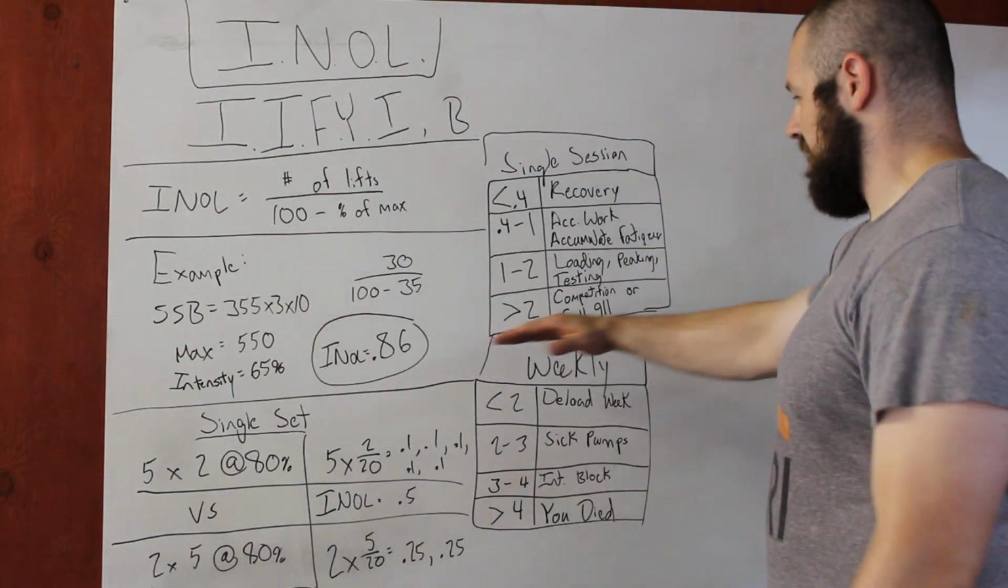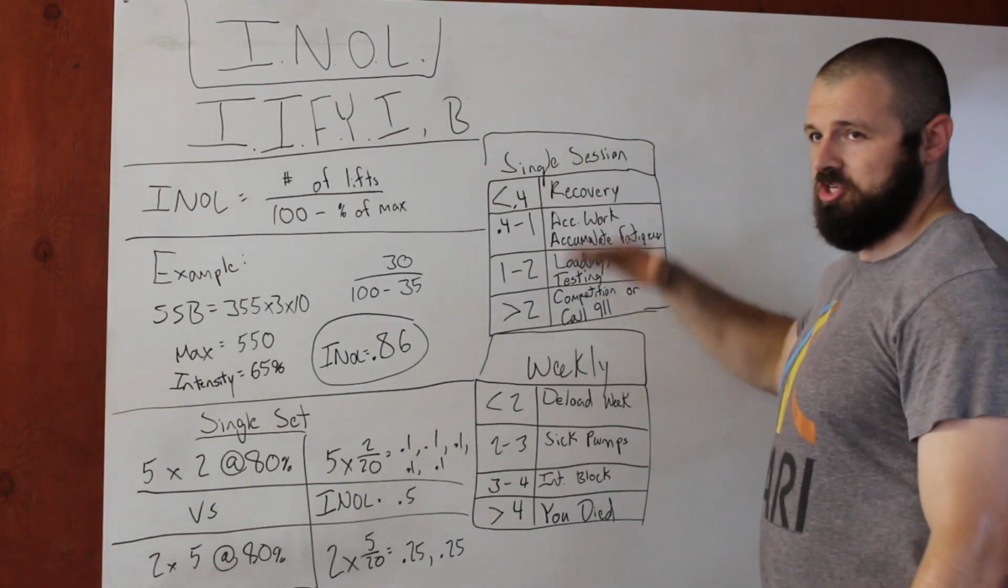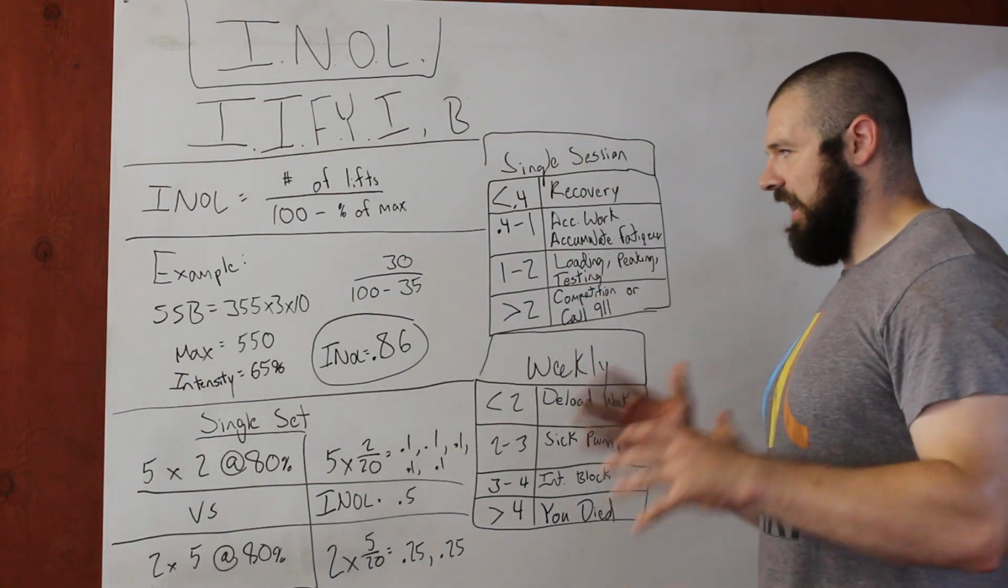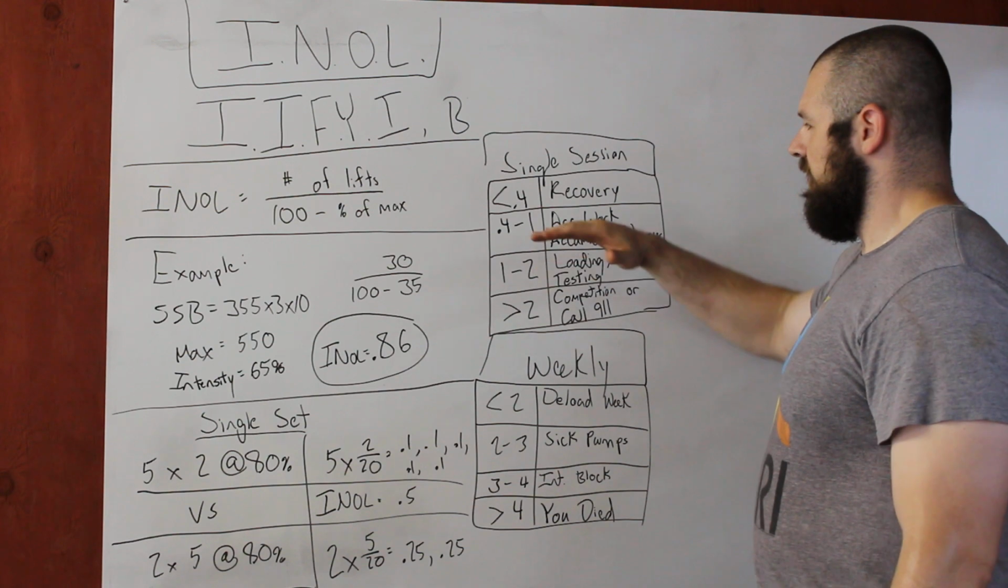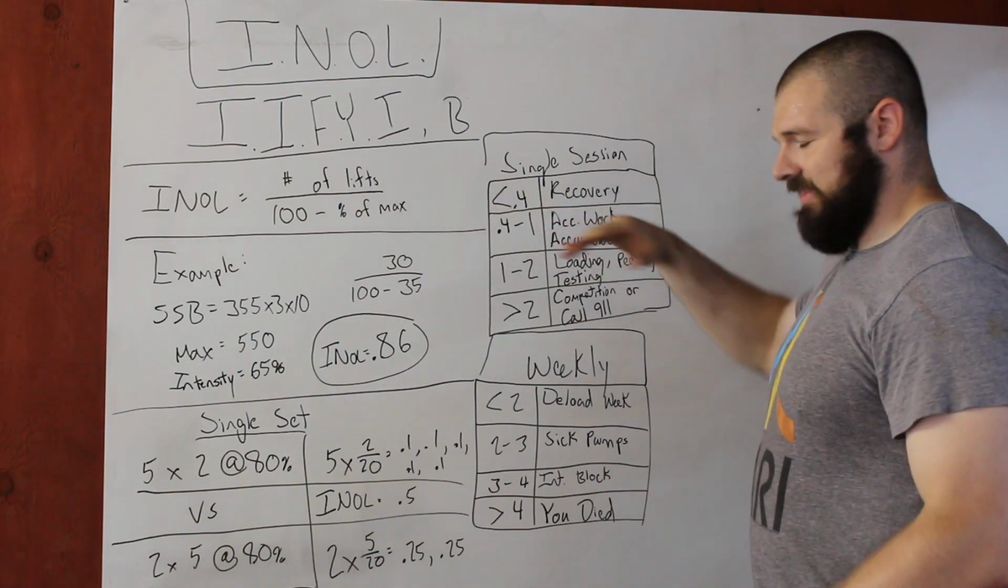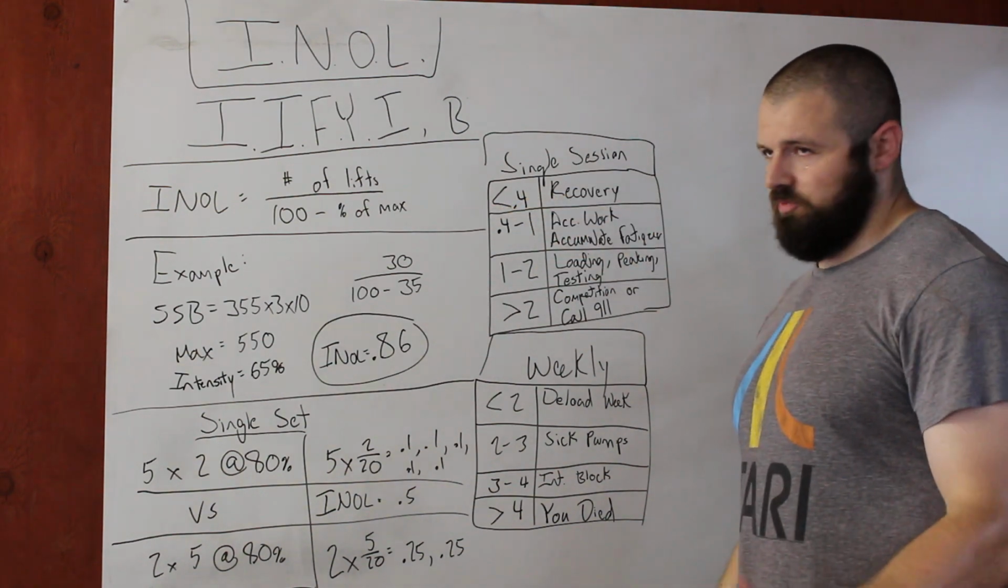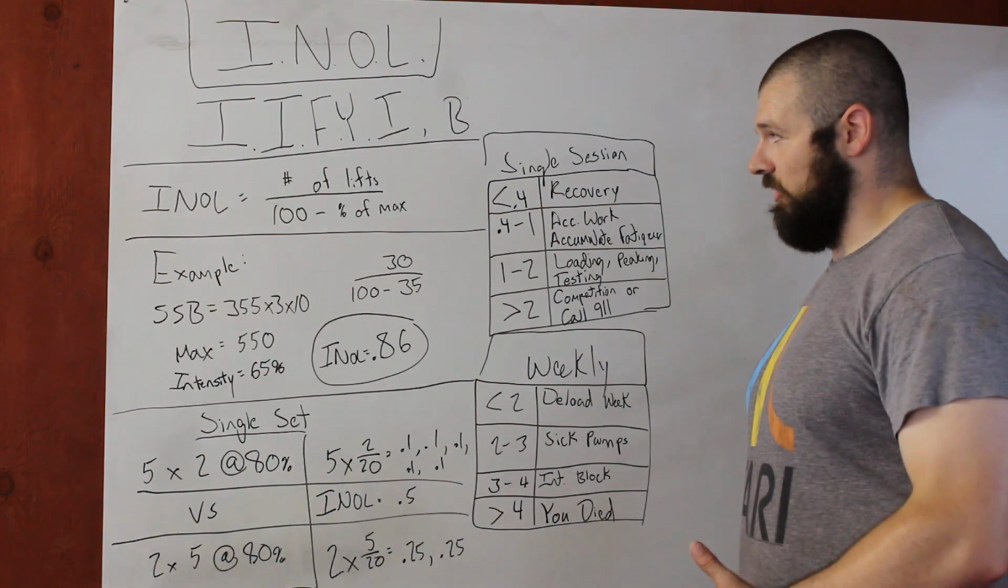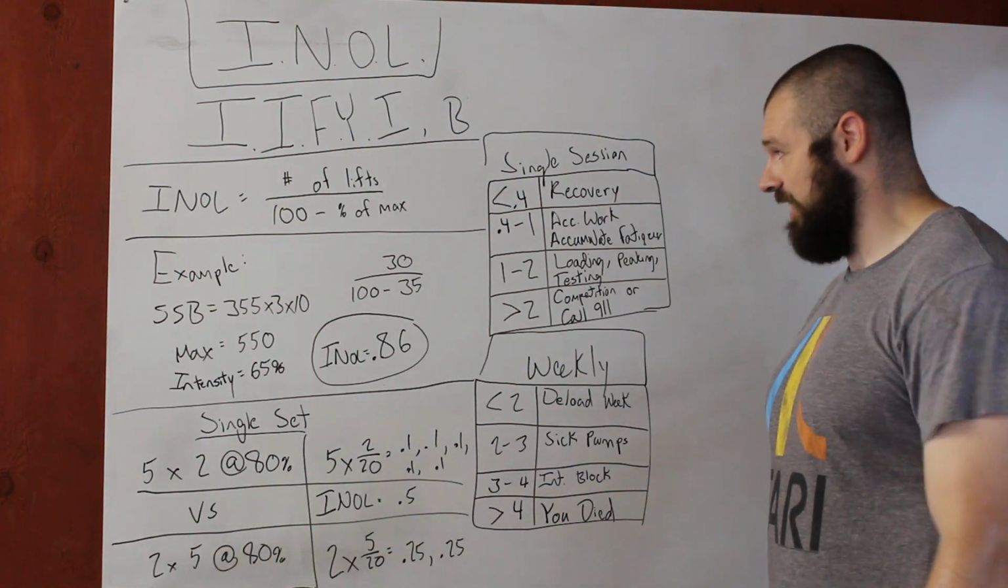Now, if we come over to this chart, this is the single session chart, based on that I-NOL coefficient that you came up with. Right around here, anything under 0.4 is recovery work. You're not really getting too much of a stimulus out of that.